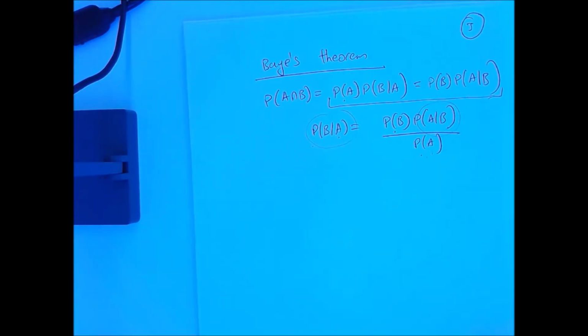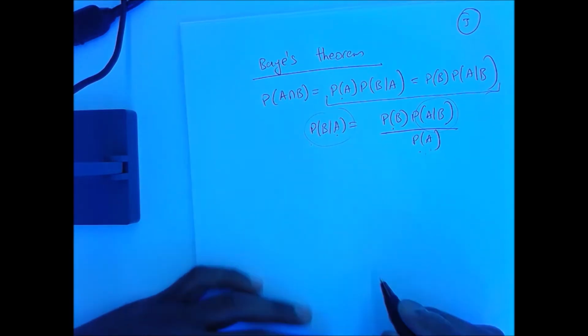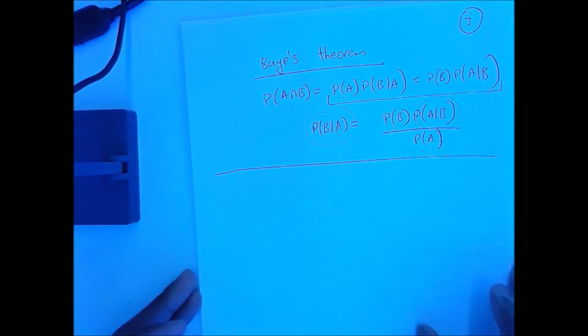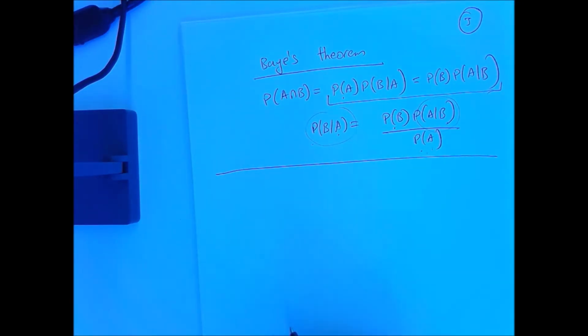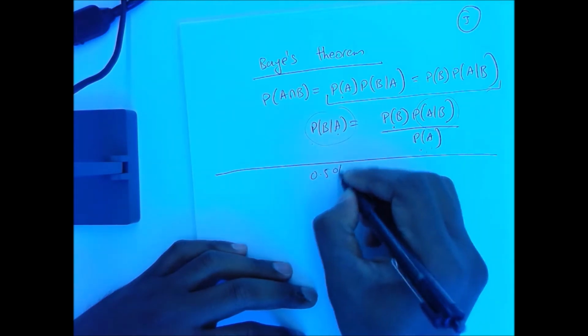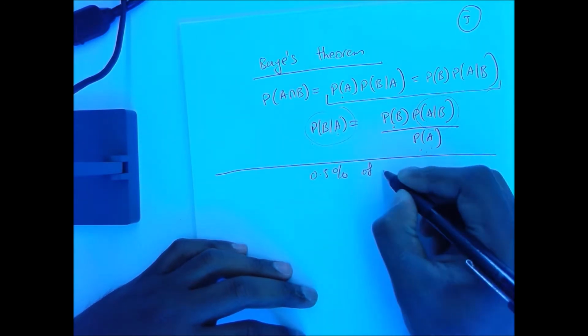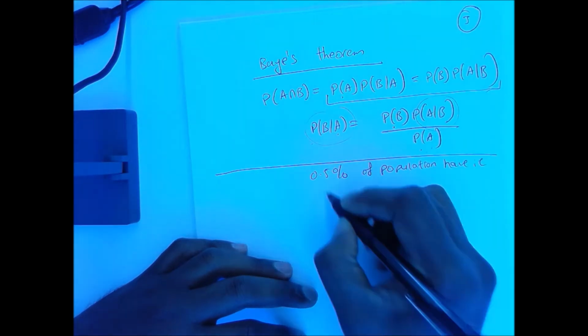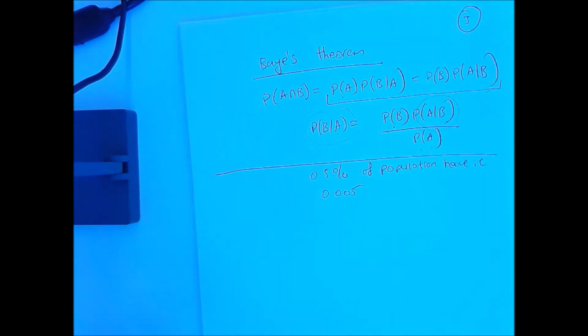We have 10 minutes, so we can do it. All right. So let's say there is a disease. It's a dangerous disease, but only 0.5% of the population have it. That means the probability of being affected is 0.005. And this is called the base rate.